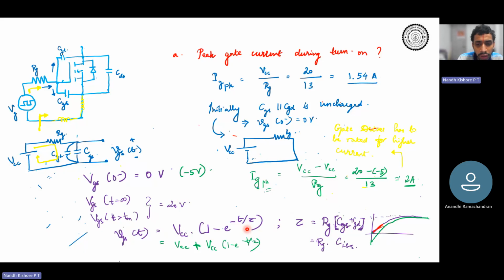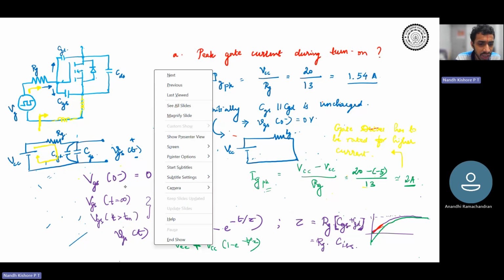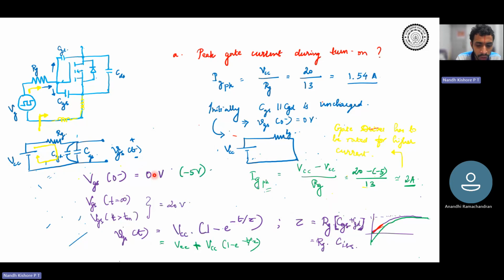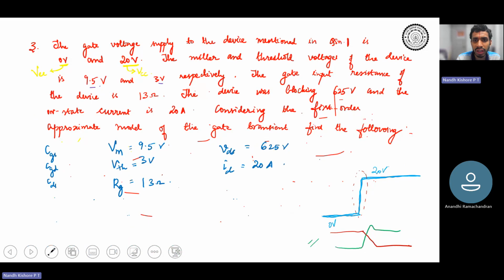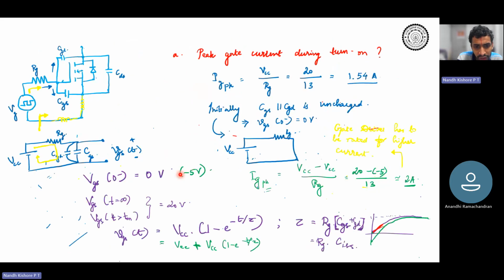So this was our condition, and of course you need to take the initial condition into account. In our case, the initial condition is 0 volts, because in the question the gate voltage supply is given as 0 volts and 20 volts. We saw that if it was, say, minus 5 volts and not 0 volts, then you also have to include the initial condition in this equation. So your equation becomes VEE plus VCC into 1 minus e power minus t by tau.